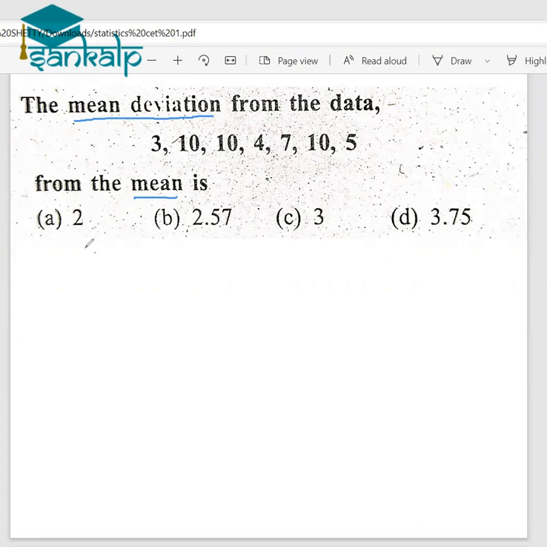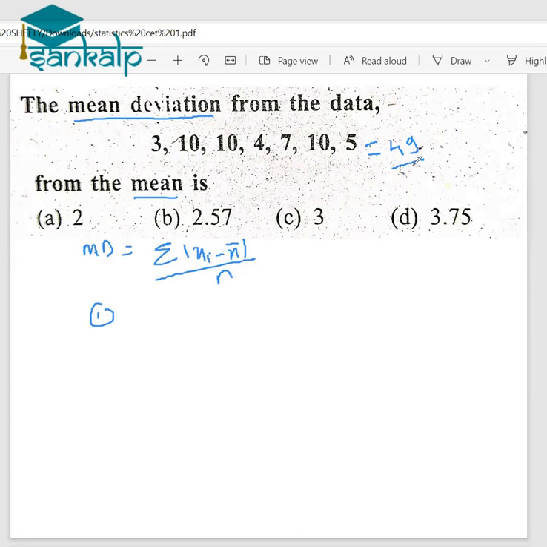The formula for mean deviation, MD, is sigma mod of xi minus x bar, whole divided by n. First step, we need to calculate the mean. So take the total of these: 3 plus 10 plus 10 is 20, 30, 40, 49 will be the total, divided by the number of scores.